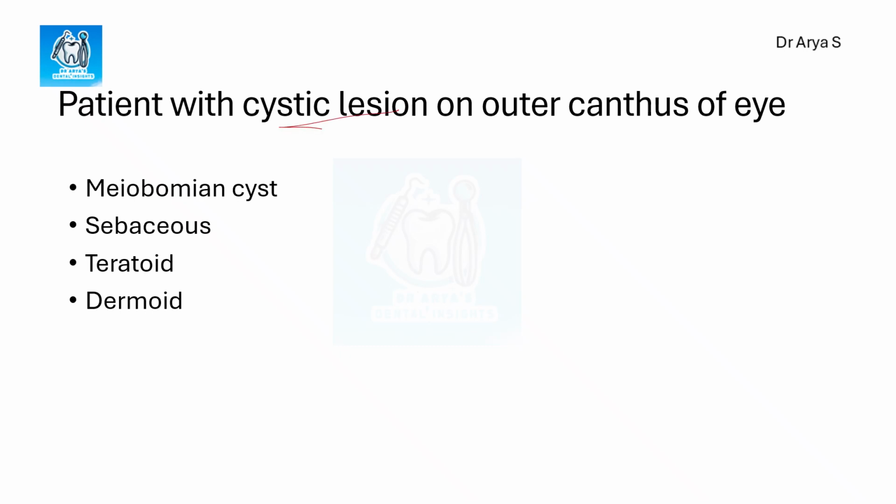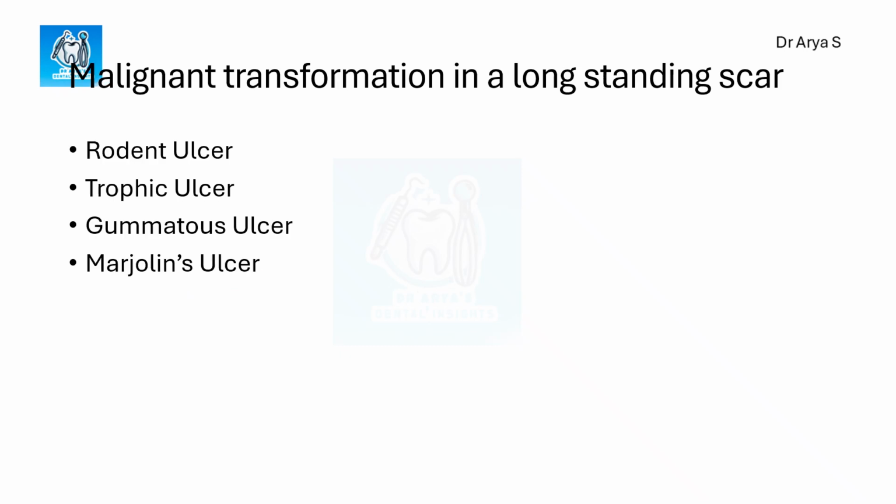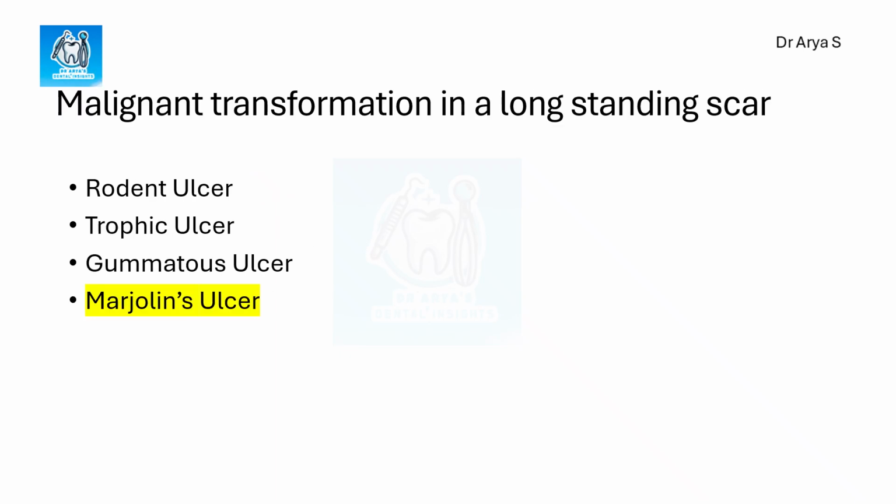A patient with a cystic lesion on the outer canthus of the eye: is it meibomian cyst, sebaceous cyst, teratoid, or dermoid cyst? So here the answer is dermoid cyst. Then malignant transformation in a long-standing scar is rodent ulcer, trophic ulcer, gummatous ulcer, or Marjolin's ulcer. Here the malignant transformation in a long-standing scar is Marjolin's ulcer.